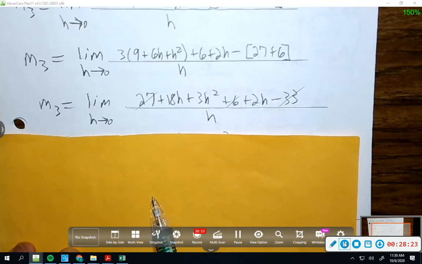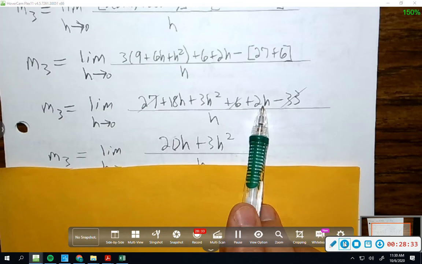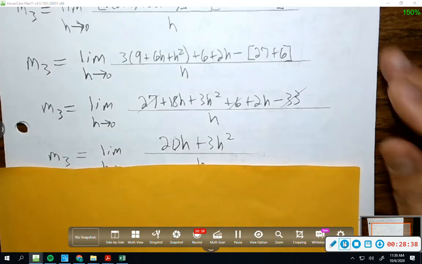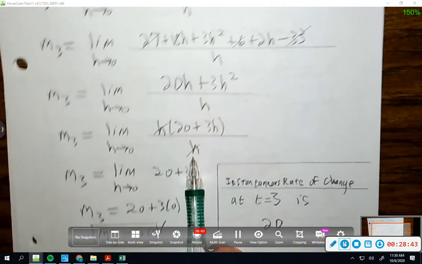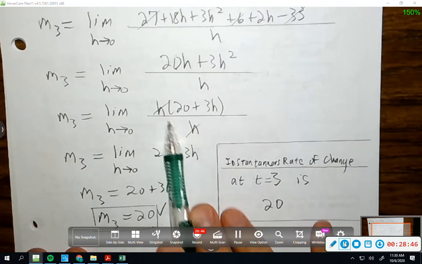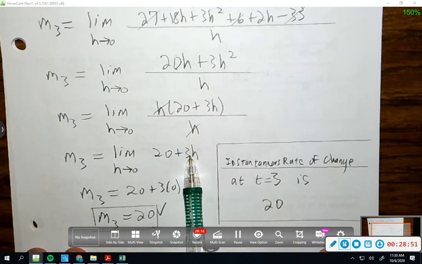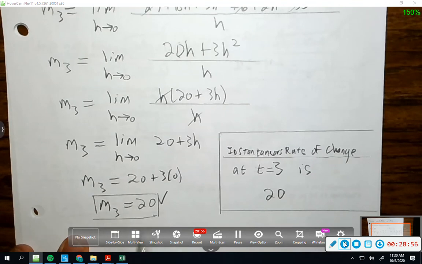All the numbers cancel. So now I can factor an h out of every term that's left. First, I got the 18h and the 2h together and made that 20h. So then I could factor the h out and cancel that h out of the denominator. That's the key. Once h is canceled out of the denominator, now we can substitute in 0 for h and get a slope at 3 of 20. Therefore, the instantaneous rate of change at t equals 3 is 20.